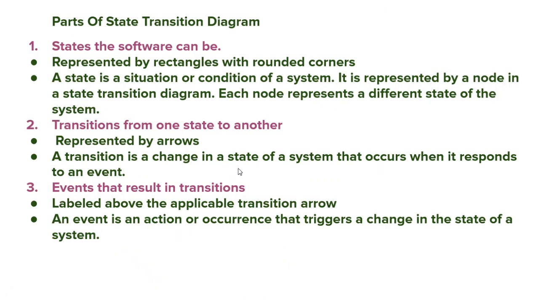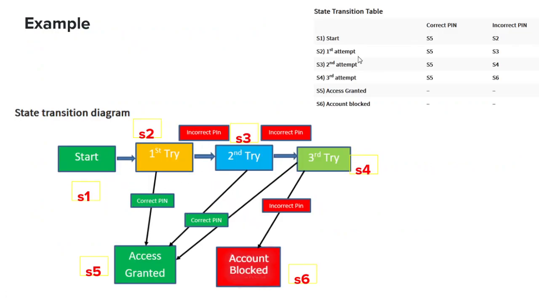A transition is a change in the state of a system that occurs when it responds to an event. What is the event here? Entering the correct pin, that is the event. Entering the incorrect pin, that is also an event. So whenever an event happens, the state changes. After the first try, correct pin is the event, and the state changed. Incorrect pin is the event, and the state will change. All the events will change the state of the application. And every state is different.